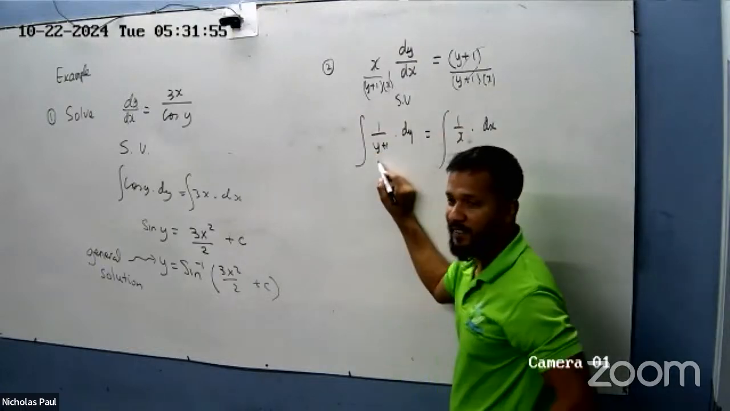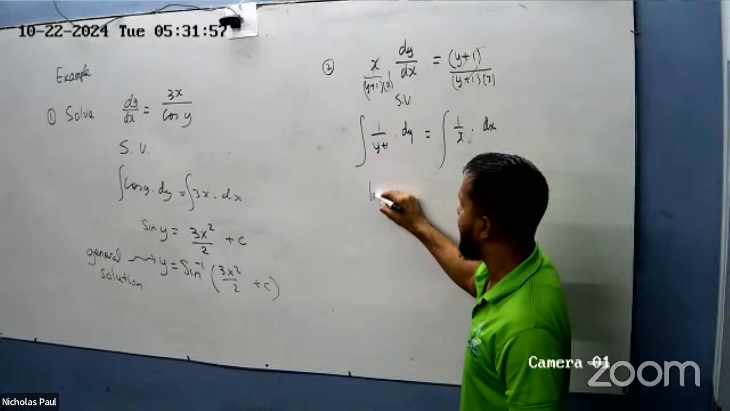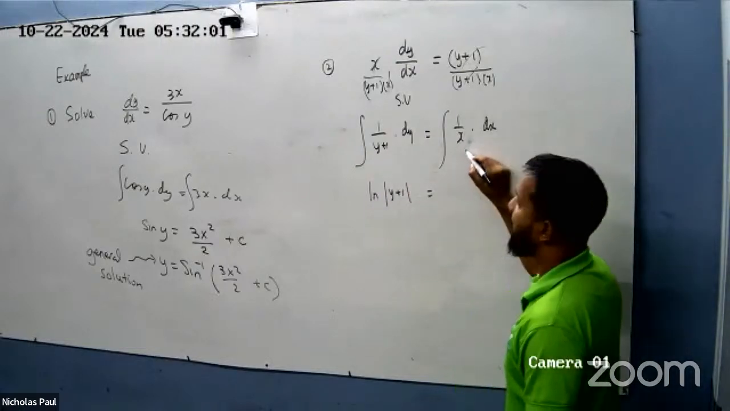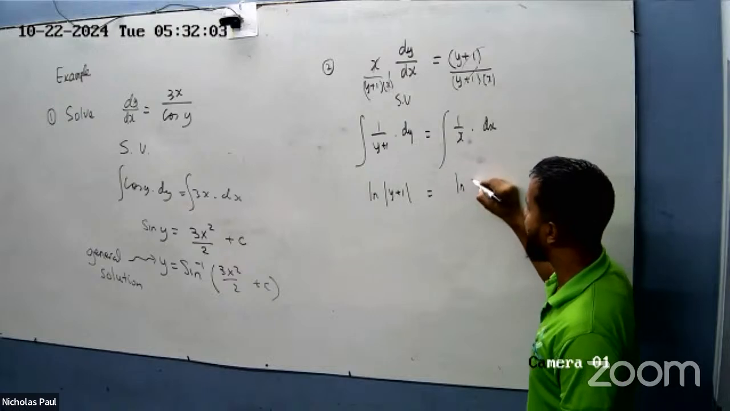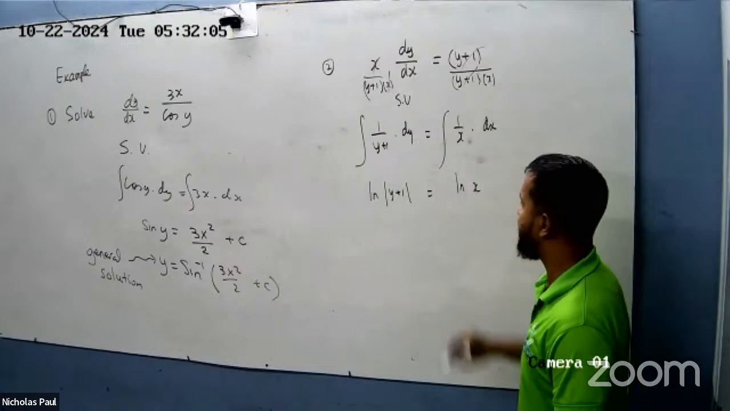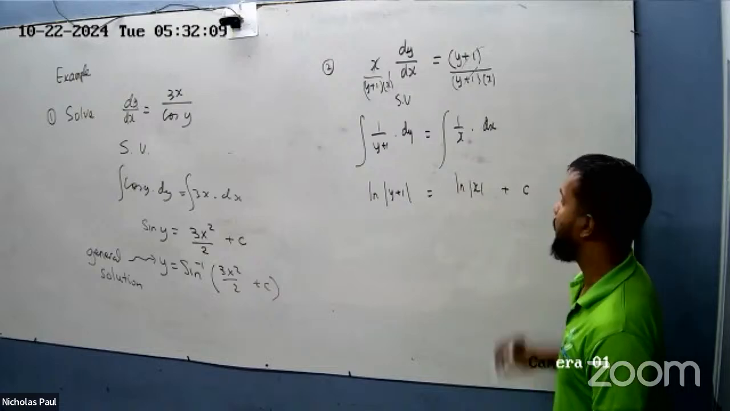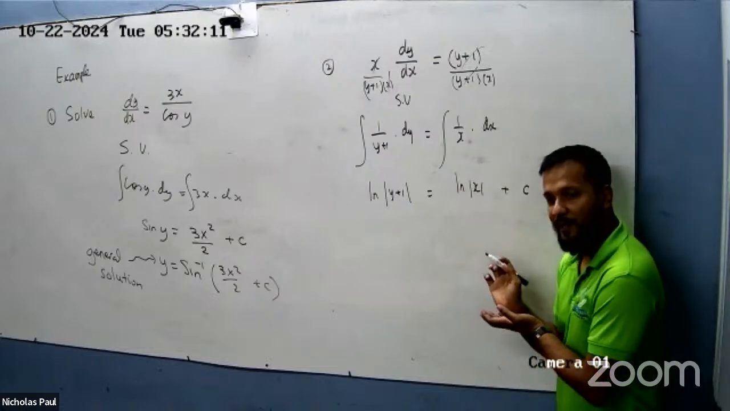What's the integral of this again? ln(y plus 1). What's the integral here again? ln x plus some constant. But how are we going to simplify this now?